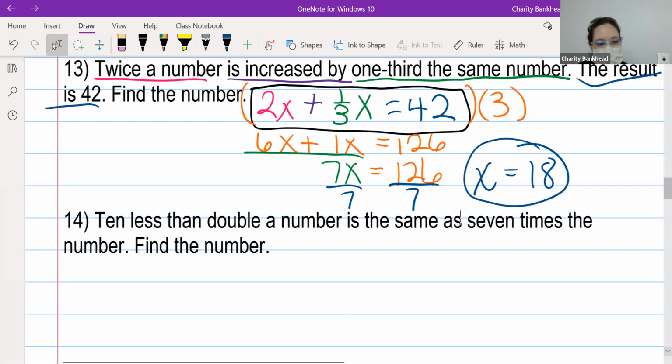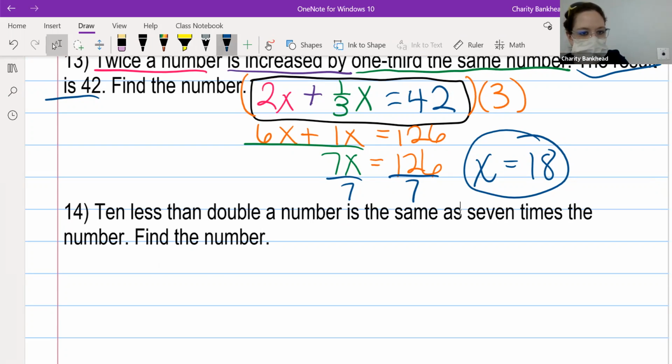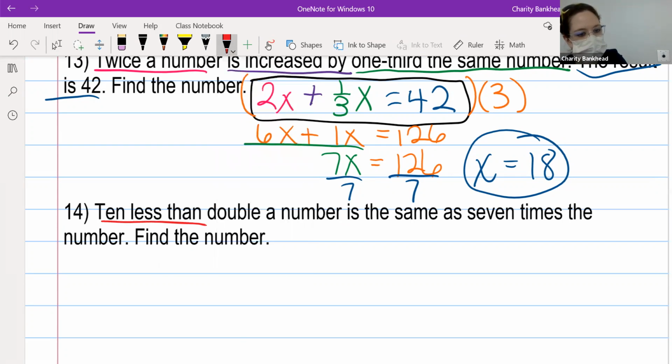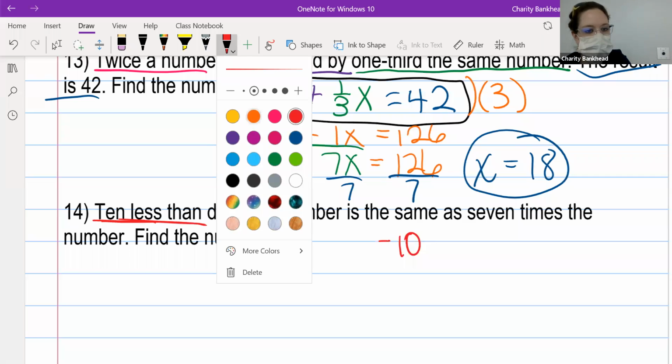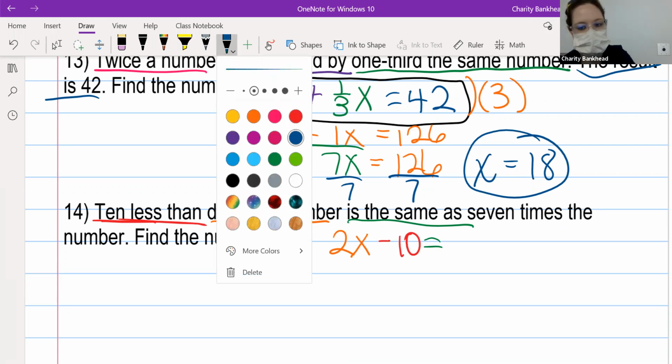Number 14 says 10 less than double a number is the same as 7 times the number. Okay, so let's see, 10 less than, so that's going to be something minus 10. 10 less than double a number, so double a number would be 2x. Is the same as, so in other words, equals 7 times the number, so that's 7x.